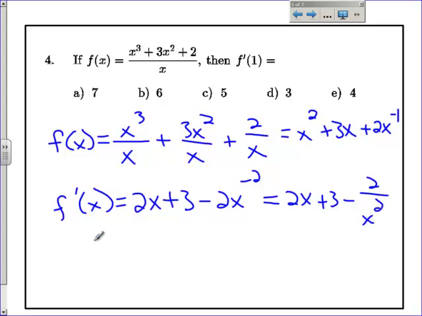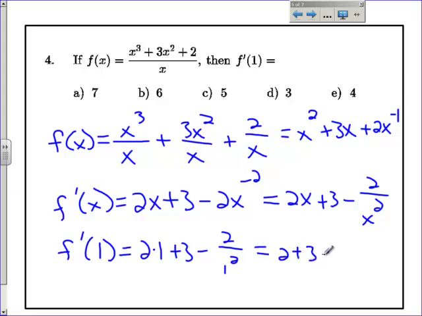And we want to find f prime at 1. So that's 2 times 1 plus 3 minus 2 over 1 squared. So that's 2 plus 3 minus 2. It looks like that answer is 3. And again, I want you to separate this every time you have a monomial in the bottom. That's a fancy word for only one thing in the bottom. If there's an x in the bottom and that's it, then you can separate it like this.